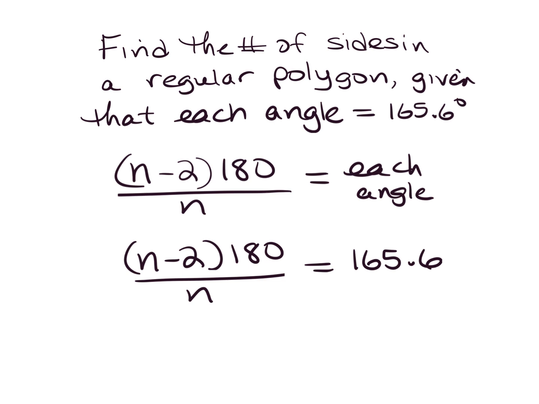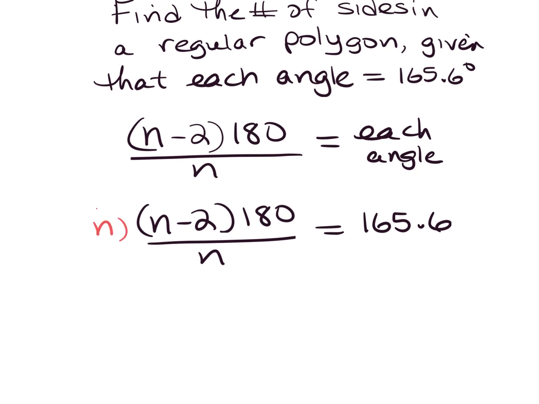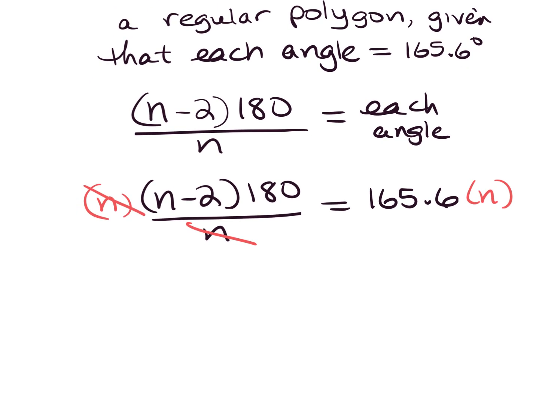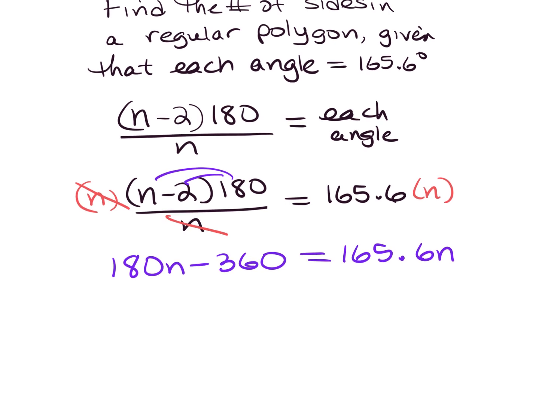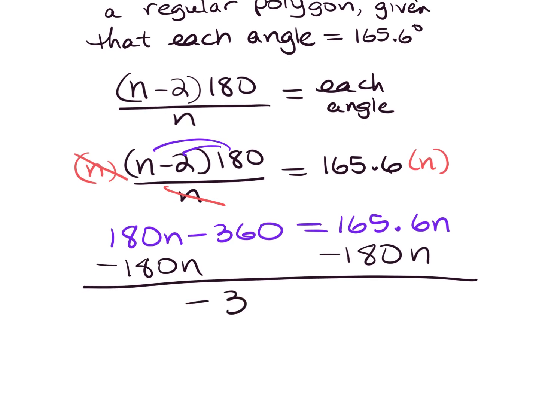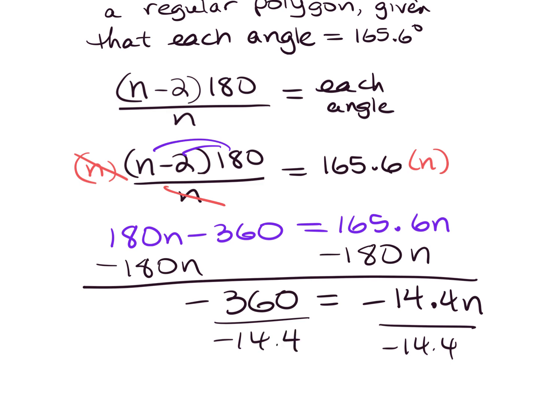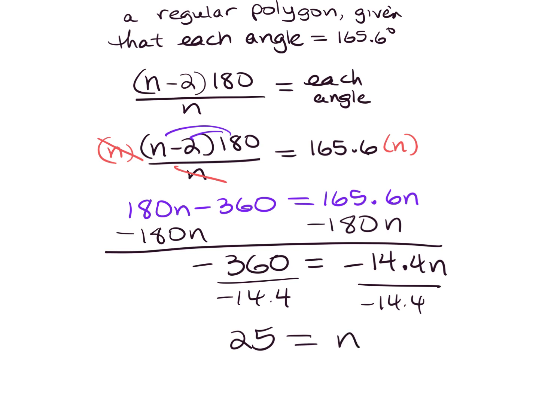The first thing you're going to do to solve this algebraically is to get rid of the fraction. So I'm going to multiply both sides by n. It cancels the fraction. Next, I have to distribute. So I'm going to distribute the 180. This one I can't divide by 180. I have to distribute. So 180n minus 360 is equal to 165.6n. I now need to get my n's together. So I'm going to subtract 180n from both sides. And now I get negative 360 is equal to negative 14.4n. And now divide by negative 14.4 on both sides. And n equals 25. So this would be a 25-gon.